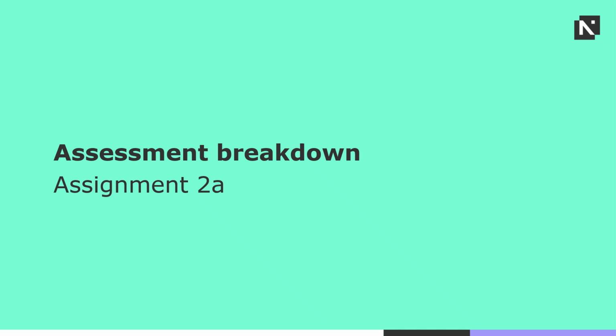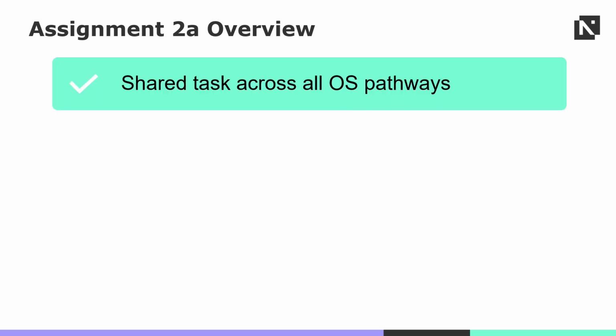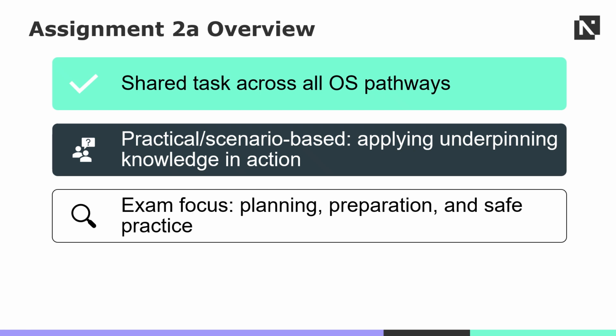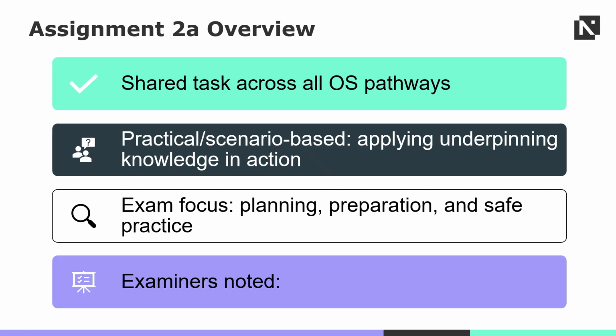So now let's explore assignment 2A. So assignment 2A is a shared task across all occupational specialisms. It requires learners to plan, prepare and demonstrate underpinning knowledge in action. Examiners noted that the recall of key procedures was generally secure, but application to context and depth of justification varied across learners.